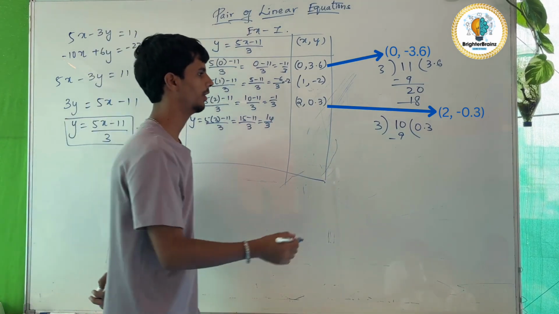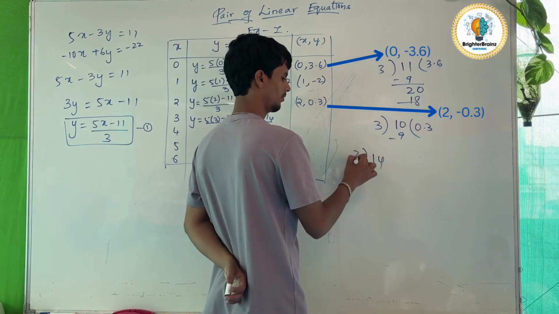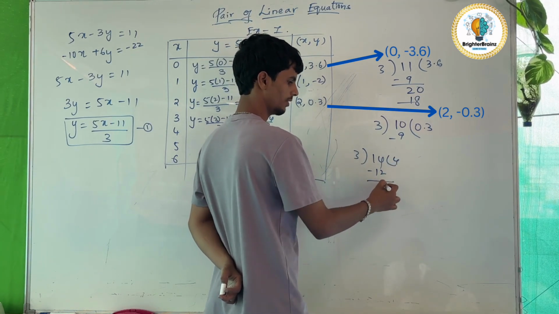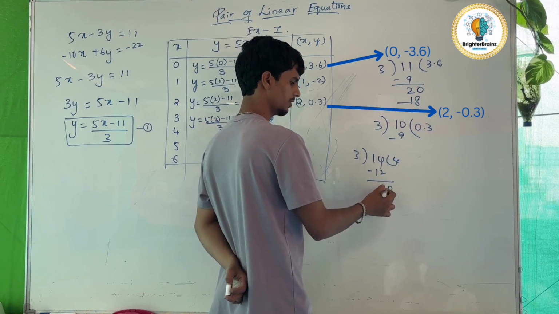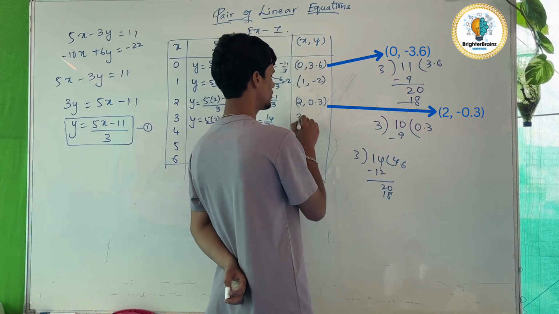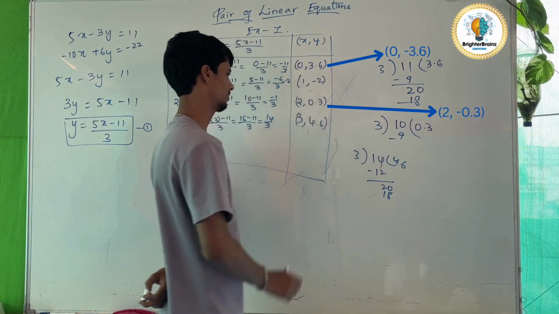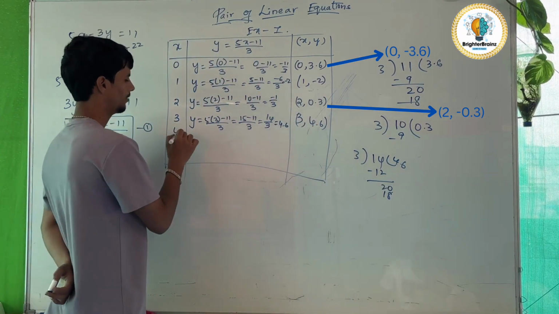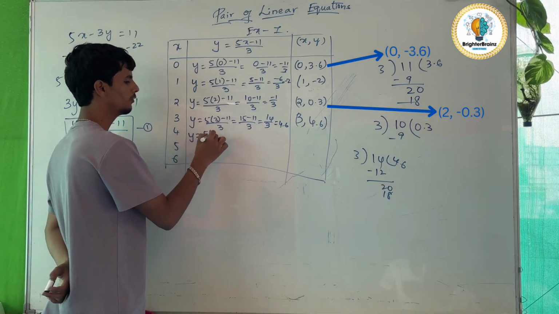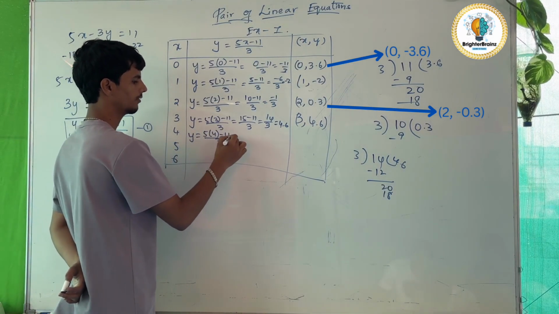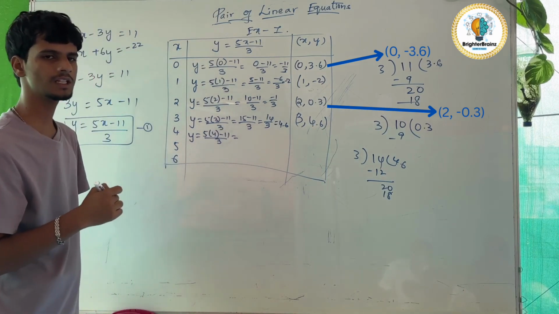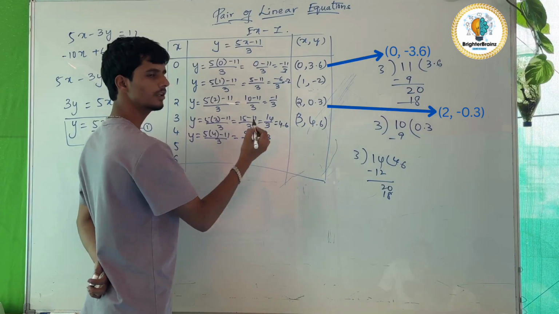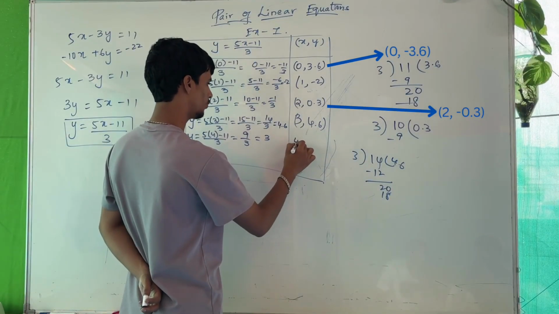Is it? Now find the value of 14 by 3. 3 4s are 12 and 2 will be left over. Again placing the point, 0, 6 times. That is 3 comma 4.6. Done. Next, y is equal to (5 into 4 minus 11) by 3. 5 4s is 20. 20 minus 11 will be 9. 9 divided by 3, 3. Okay. So it is 4 comma 3.